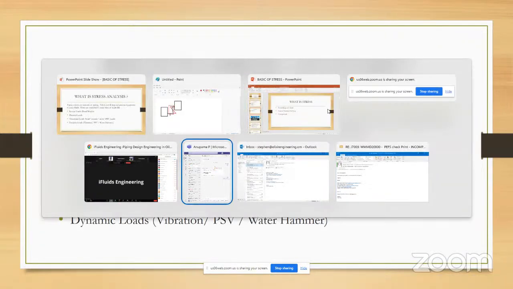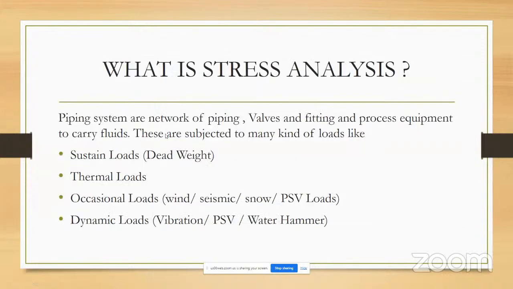And next one is occasional. Occasional loads come only due to heavy rain, sustained seismic, snow loads, PSV pressure safety valve release; these things come under the occasional load. And dynamic load is a vibration analysis. Due to vibration, what will happen? Water hammers, these things come under dynamic load.